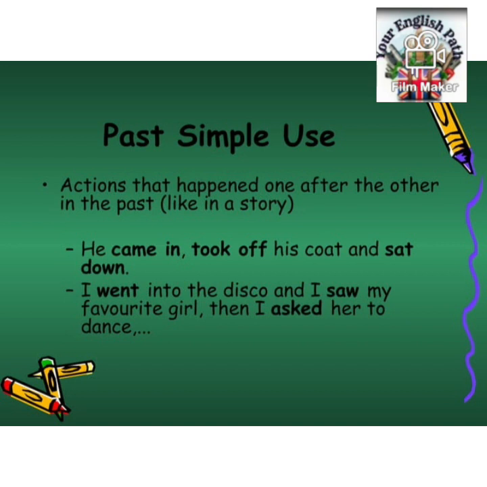Past simple use number 2 استعمال الثاني. Actions that happened one after the other in the past like in a story. يعني الأحداث التي وقعت بعد الأخرى في الماضي مثل القصة. For example, he came in, took off his coat and sat down. I went into the disco and I saw my favorite girl. Then I asked her to dance.